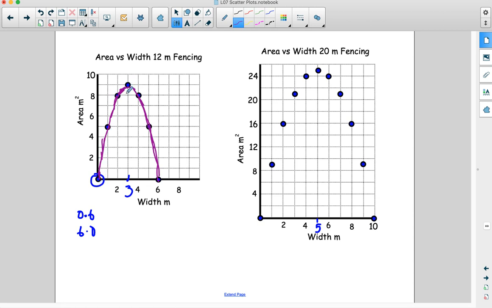And we can see we have a maximum value or a vertex right here when the length and width are 3. I didn't try to draw one over there because that was going to be too difficult.